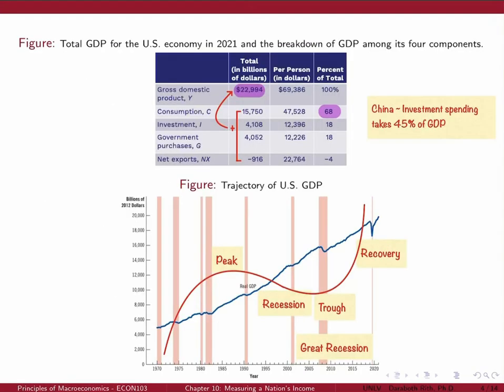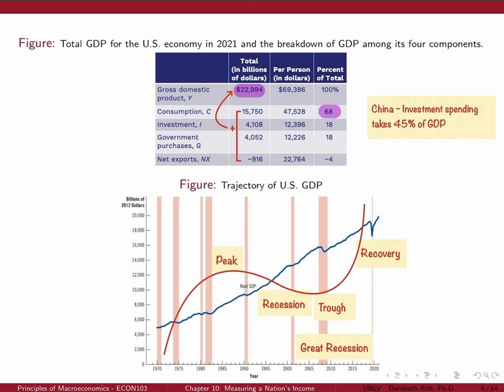Let's now examine a table that includes the dollar values of GDP and its components, GDP per person or GDP per capita, and their respective percentages. By summing up the values of C, I, G, and NX, you get the total value of GDP. For example, in the United States, consumption spending accounts for 68% of GDP, which is the highest proportion. Investment spending, government spending, and net exports also contribute to the overall GDP.